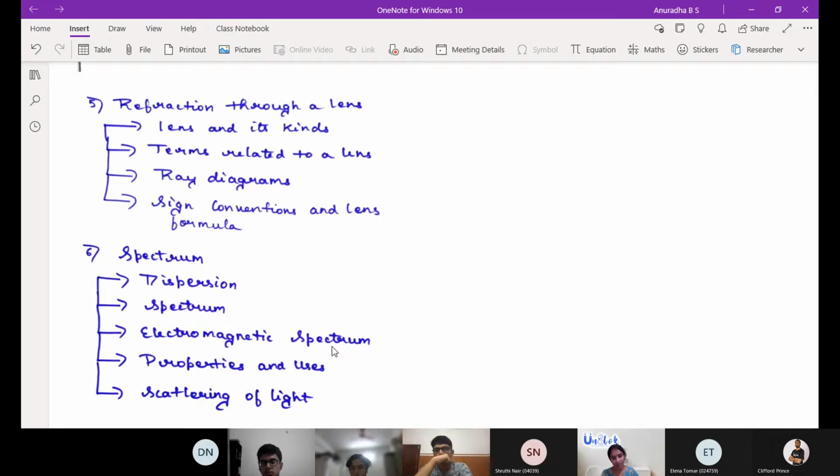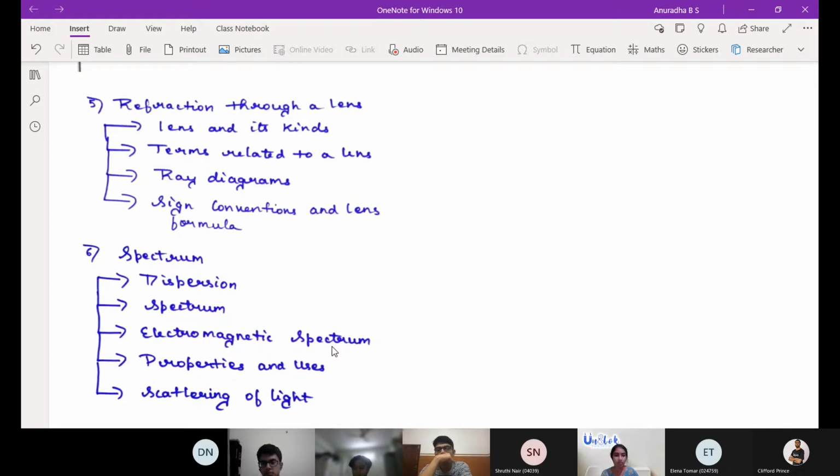So again, you have ray diagrams here also. If you have a particular lens, and you place an object in front of the lens, that is, if you place an object at focus, what will happen to the image? Where will the image be formed? Whether it will be diminished, whether it will be erect, whether it will be magnified. Whether it is a real image or a virtual image, that you will be learning here.